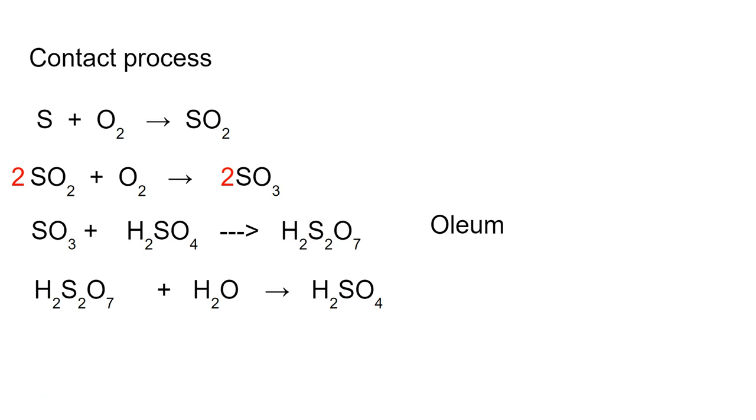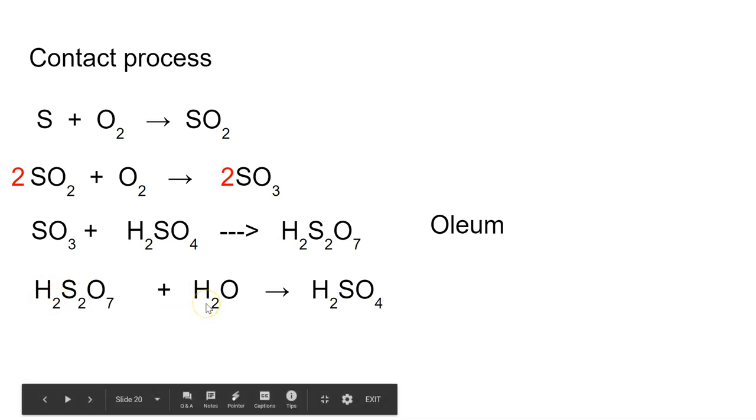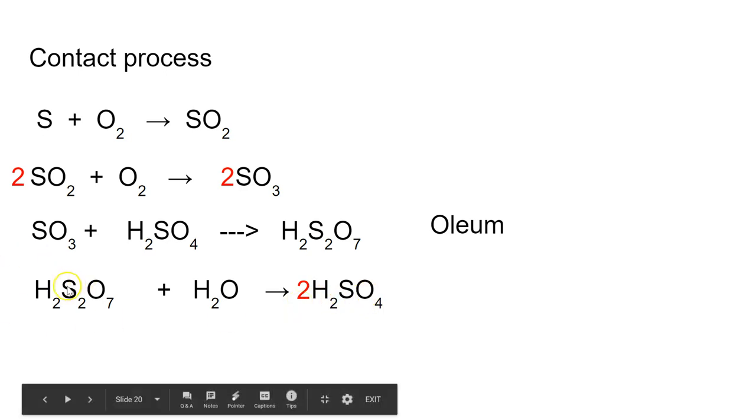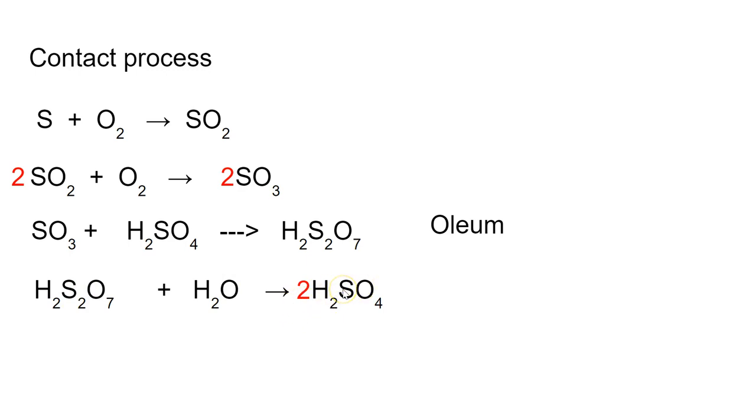Let's have a look at the last step. In the last step, let's check our hydrogens. 1, 2, 3, 4 hydrogens on this side, but only 2 hydrogens on that side. So that tells me that I need a 2 in front of this whole thing. 2 sulfurs over here. There's 2 in front, which means there's 2 sulfurs on this side.